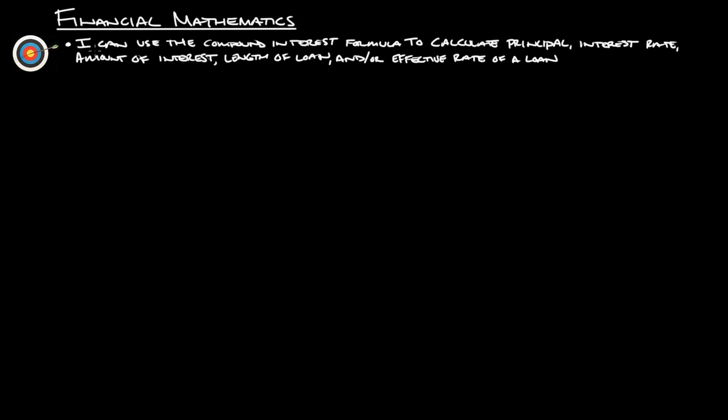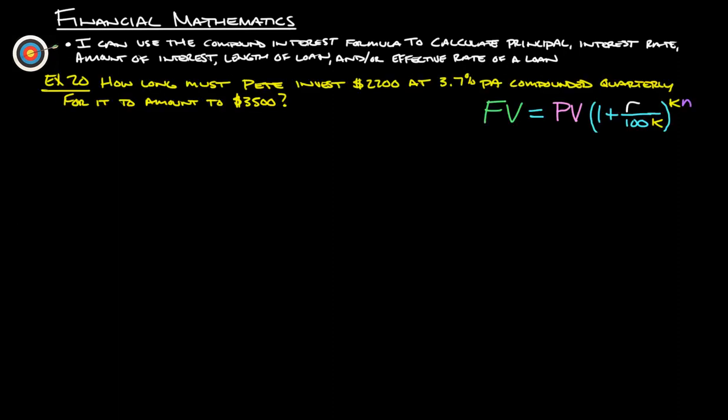By the end of this, you should be able to say I can use the compound interest formula to calculate principal, interest rate, amount of interest, length of loan, and/or effective rate of a loan. So example 20. How long must Pete invest $2,200 at 3.7% compounded quarterly for it to amount to $3,500?